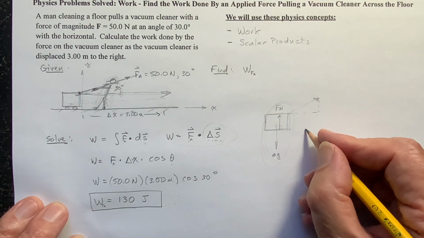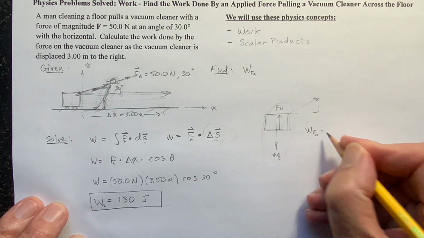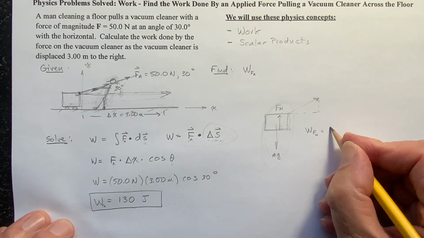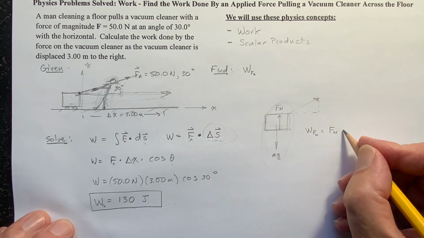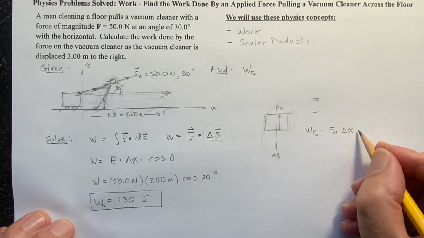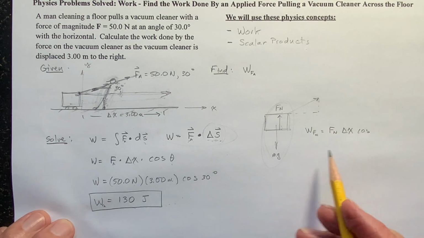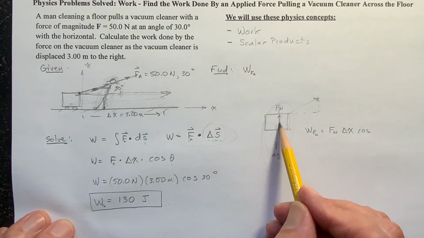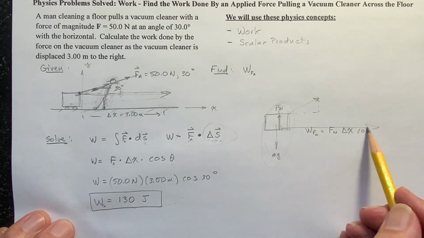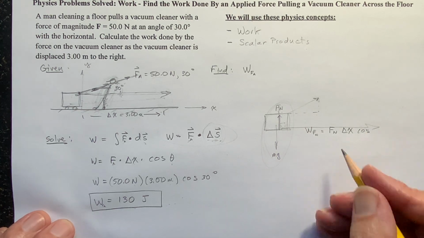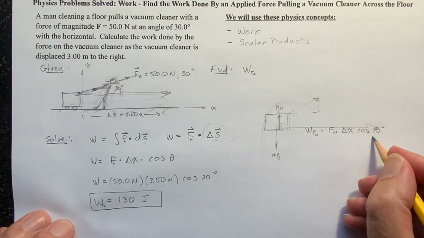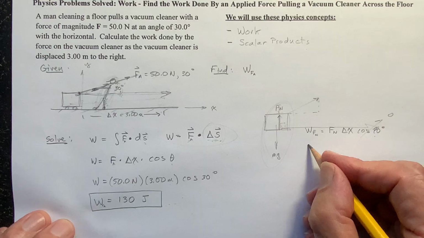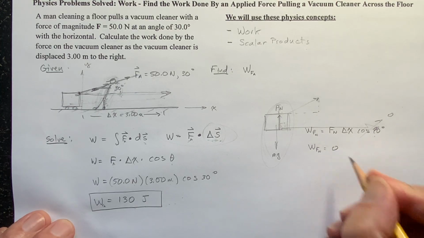Now, let's take a look at the work done by the normal force. Well, the work done by the normal force is whatever that normal force happened to be, times the displacement, which is delta x. But what is the angle between this force and the displacement? Well, if we put the normal force and the displacement vector, there's that delta x. Well, that's 90 degrees, isn't it? And what's the cosine of 90 degrees? Well, it's 0. Well, that means that the work done by the normal force is equal to 0.